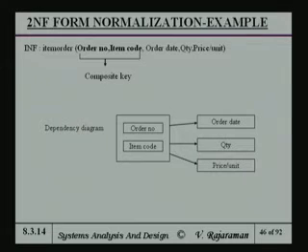So let us go back to the example. We had order number, item code. It's a composite attribute, and we had order date, quantity, and price per unit, which is the original first normal form relation with which we started.